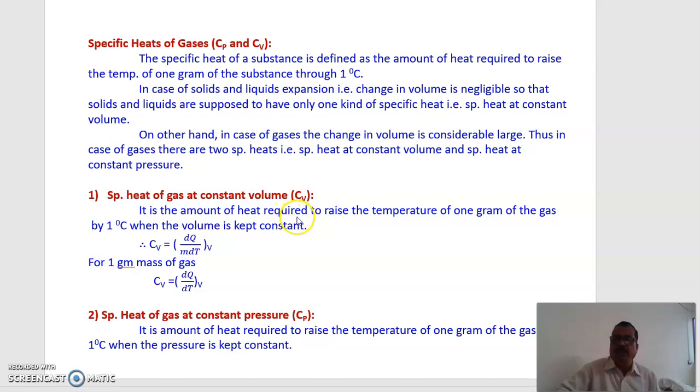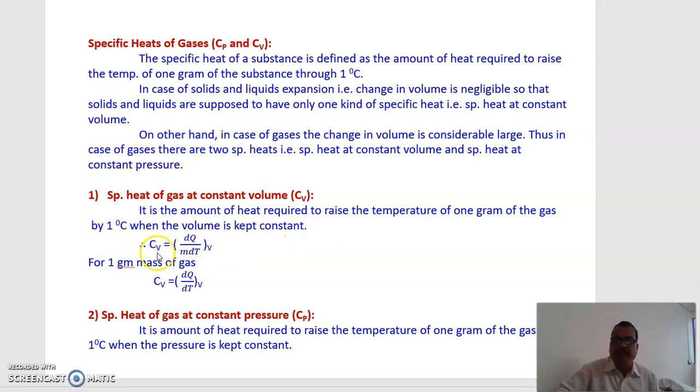It is the amount of heat required to raise the temperature of 1 gram of gas by 1 degree centigrade when the volume is kept constant. What is Cv? It is the amount of heat required to raise the temperature of 1 gram of gas by 1 degree centigrade when the volume is kept constant.